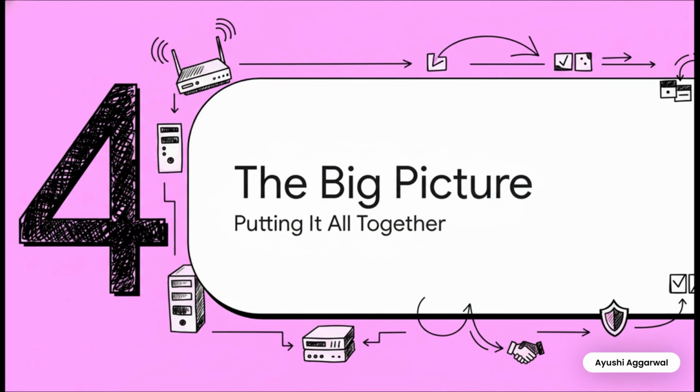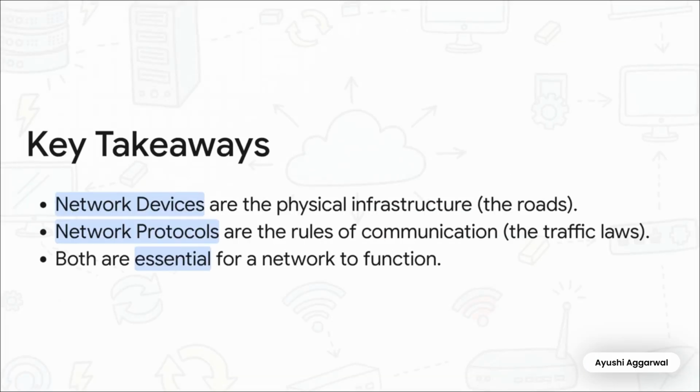Now that we've seen all the individual components, let's put everything together to see the big picture and summarize the key takeaways from this explainer. So, the bottom line is this. Network devices, like routers and switches, are our physical infrastructure. They're the roads. And network protocols, like HTTP and DNS, are the rules of communication. They're the traffic laws. Just like you can't have cars on roads without traffic laws, you can't have hardware that works without protocols. Both are absolutely essential to make the internet run.